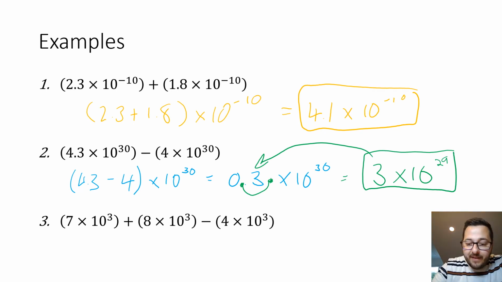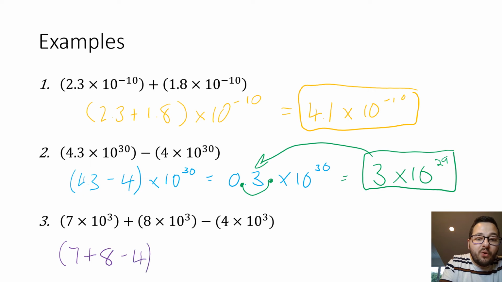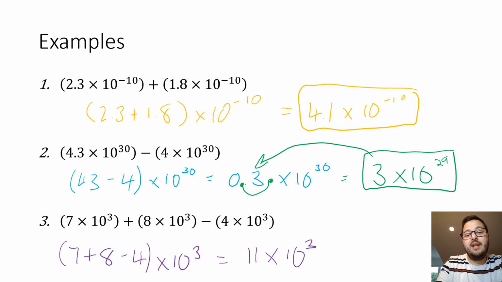Okay, and then finally we've got kind of a three-way one here, but we can do this all the same. So this is 7 plus 8 minus 4 times 10 to the 3. 7 plus 8 is 15. 15 minus 4 is 11. So this is 11 times 10 to the 3, or 1.1 times 10 to the 4.